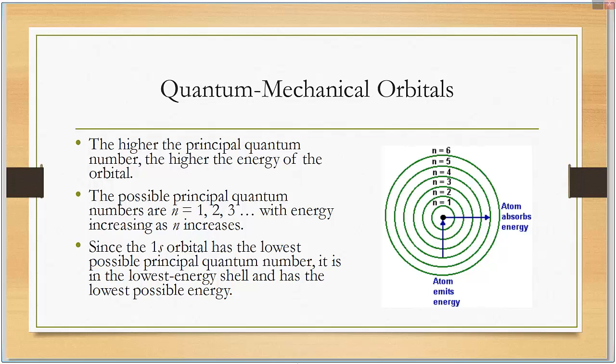The higher the principal quantum number, the higher the energy of the orbital. The possible principal quantum numbers are whole numbers, 1, 2, 3, 4, so on and so forth, with energy increasing as n increases. So here's the center, the energy goes out, the rings go out, and as that happens, n goes out. Since the 1s orbital has the lowest possible principal quantum number, it is the lowest energy shell and has the lowest possible energy.